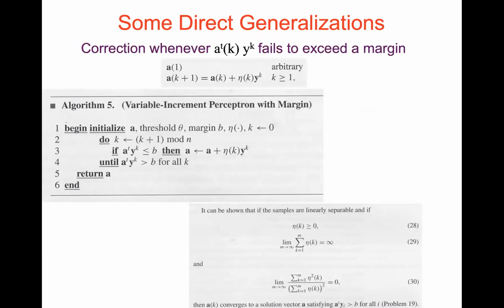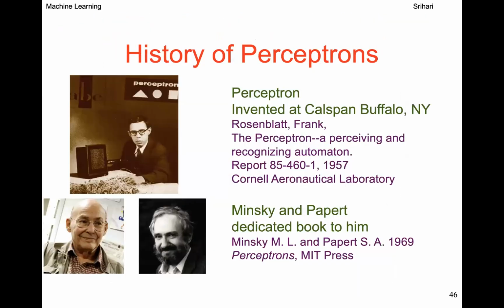So this is the proof of all of this perceptron, all right? This is the history of perceptrons. This is the person called Frank Rosenblatt. He invented this perceptron at Calspan, Buffalo, New York. Here he published a report, The Perceptron, a Perceiving and Recognizing Automaton, report 85461, 1957. How long ago? 63 years ago, he invented this perceptron.